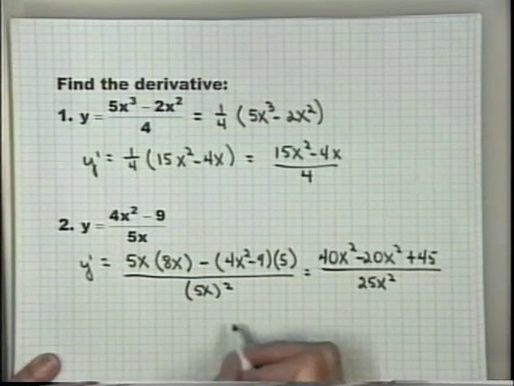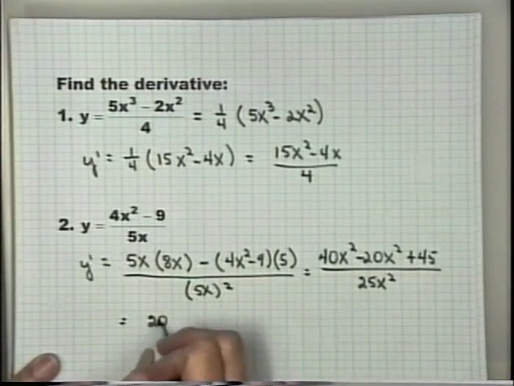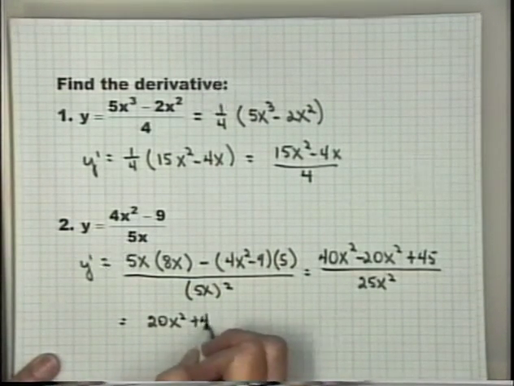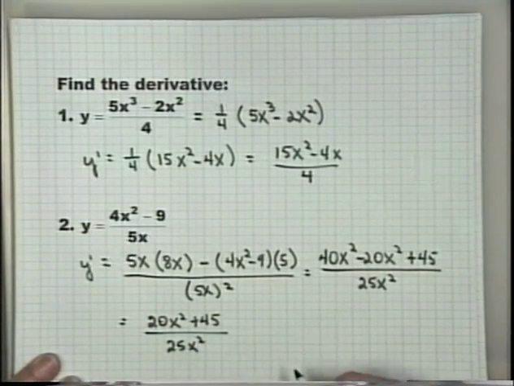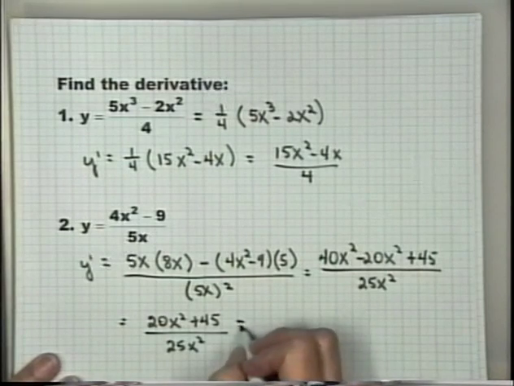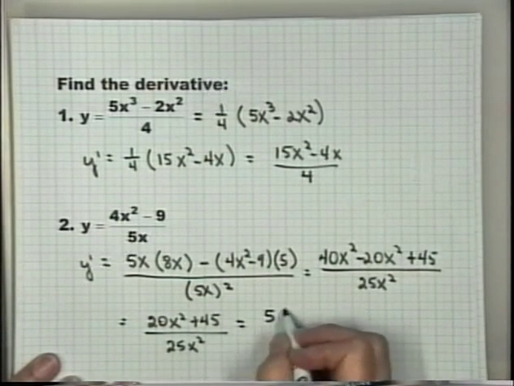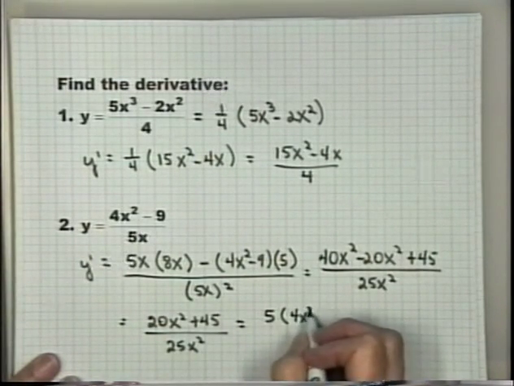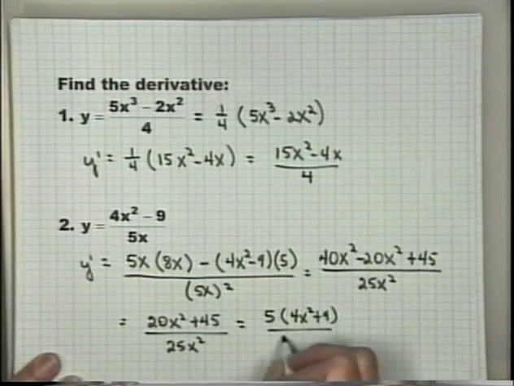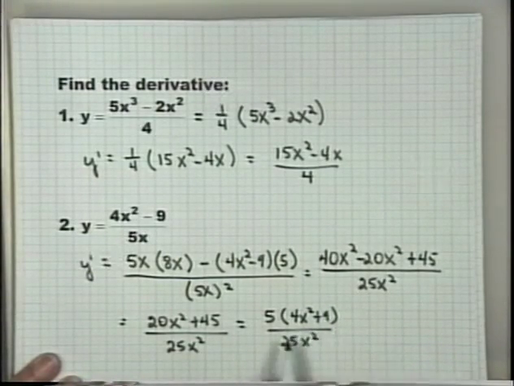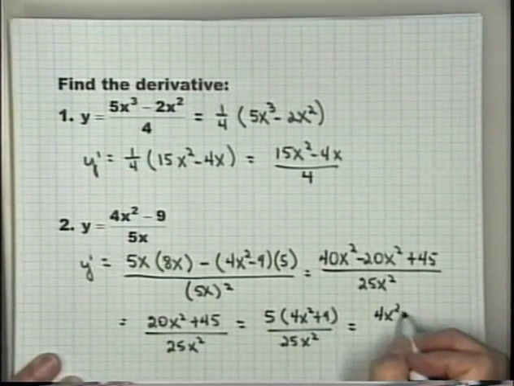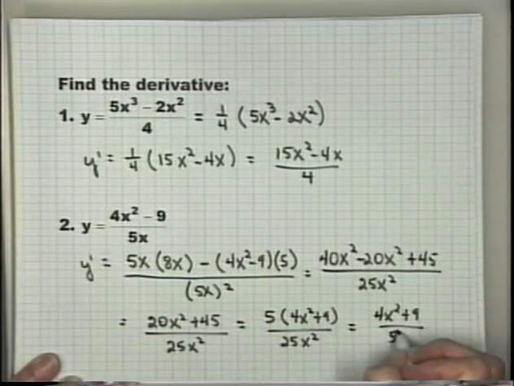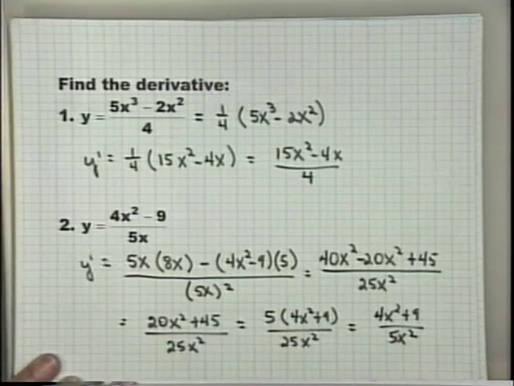And then finally, we'll simplify there. We have 20x squared plus 45 divided by 25x squared. We can factor a 5 out of the numerator, 4x squared plus 9. And then that will allow us to cancel the 5 with the 25. And finally, we'll have 4x squared plus 9 over 5x squared.